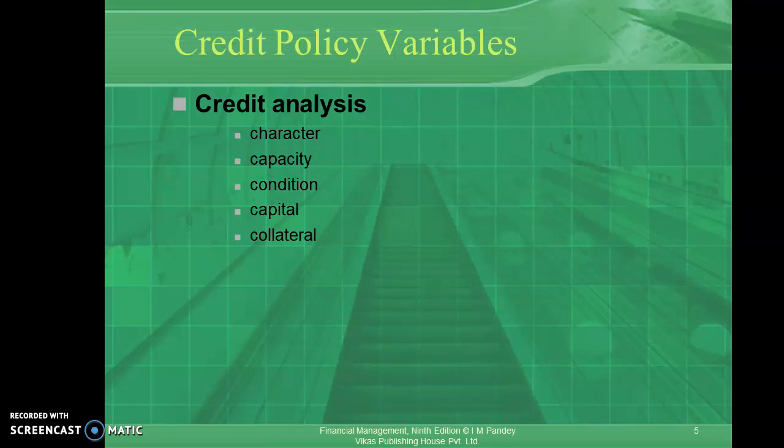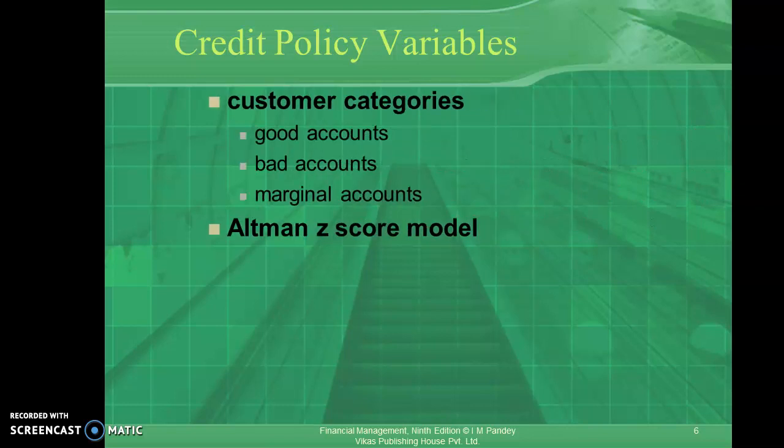Then the fourth one is capital. The total amount of capital vested in their business has to be studied for giving the credit. And the fifth one is collateral. Collateral means the total value of the assets pledged with other banks and financial institutions. They have got a lot of assets, but if they pledged them with other banks or financial institutions, then their condition is not very good. So you want to evaluate these 5 aspects: character, capacity, conditions, capital and collateral. So you will understand whether that customer is in a good account category, bad account category or marginal account category.